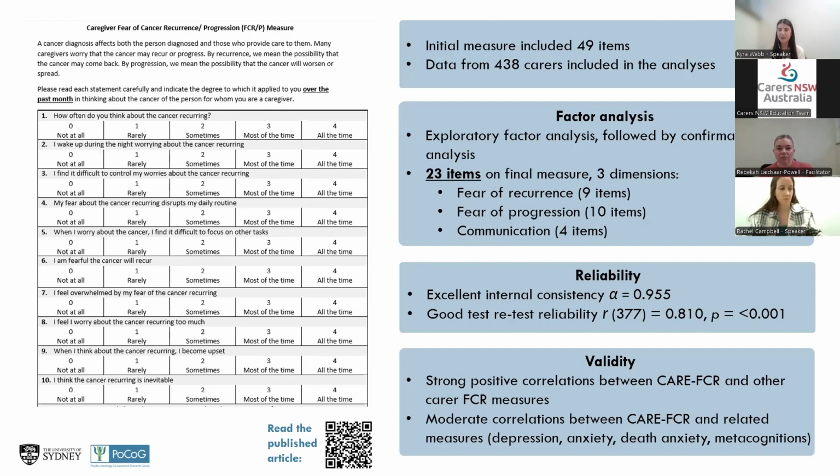And we found moderate correlations between the CARE-FCR and related measures. So in our case, this was depression, anxiety, death anxiety, and metacognitions. And we chose these measures because there have been previous associations found between fear of cancer recurrence and these constructs.